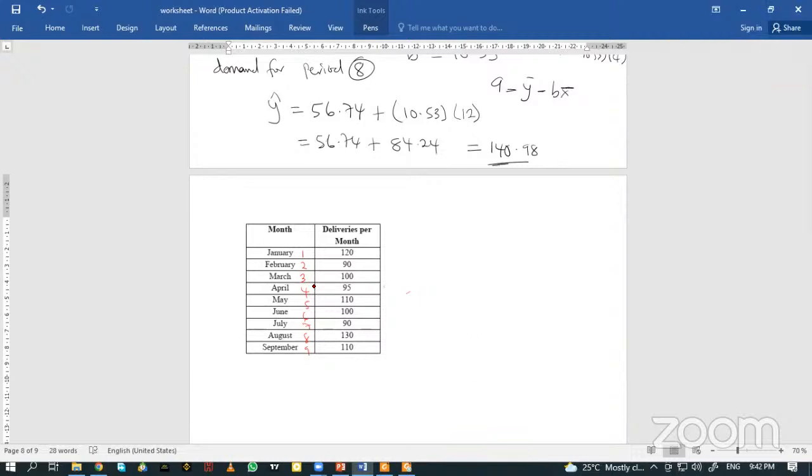Okay? A figure has been omitted, sir, from this table. That is why I've been very silent. That is why I've not answered the questions in the book. There is a problem somewhere.